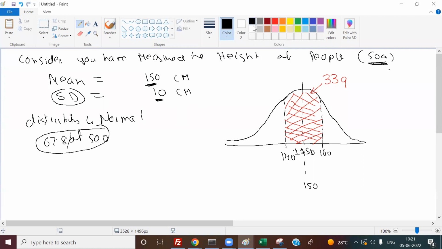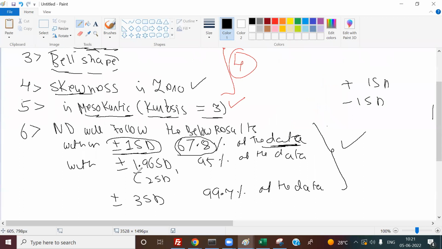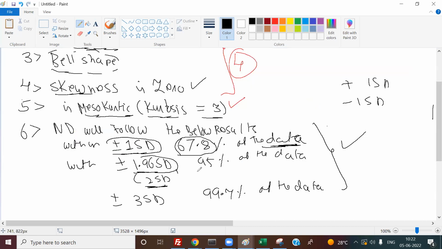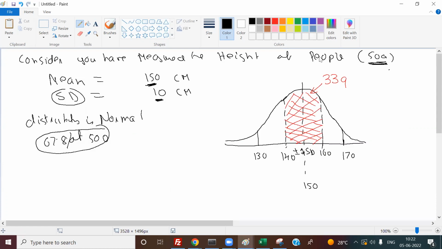Now let's take one step further. I am saying within 1.96 standard deviation, or for our calculation purpose, I can also say 2 standard deviation. So 2 standard deviation would be what? Mean is 150. 2 standard deviation would be 20. 150 minus 20 is 130. And 150 plus 20 is 170. So within this interval, how much data would be there? 95%. So let me mark this as green.